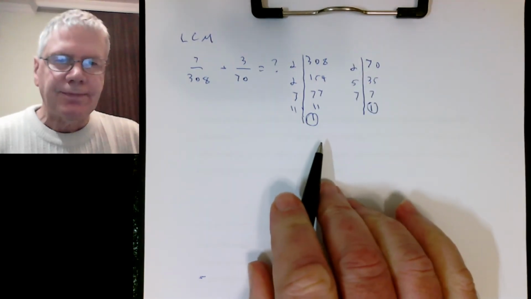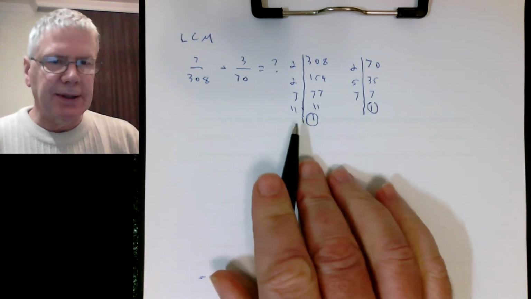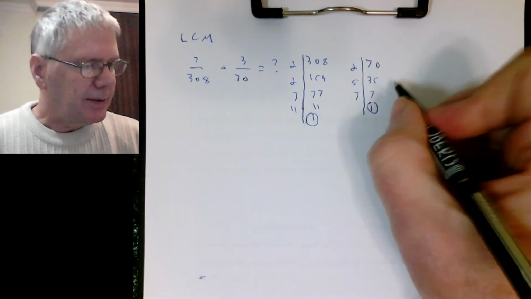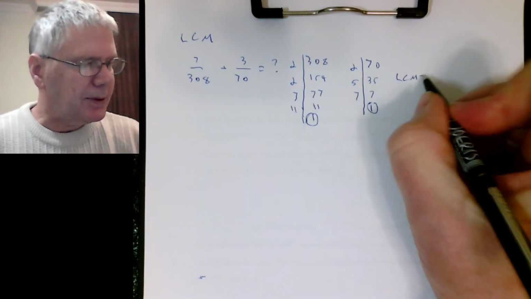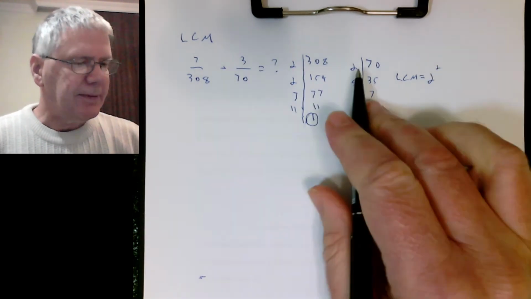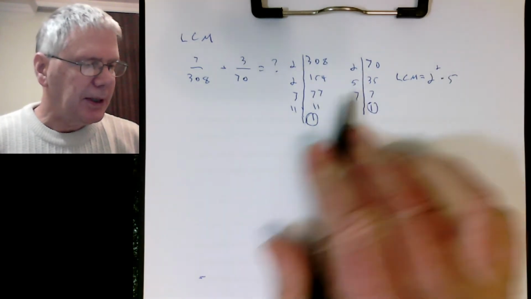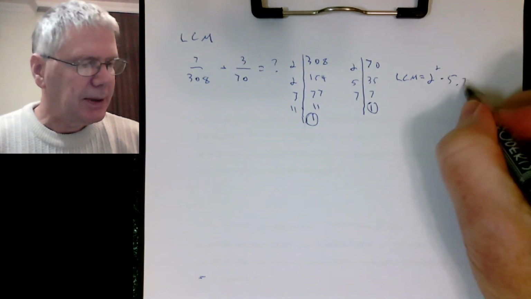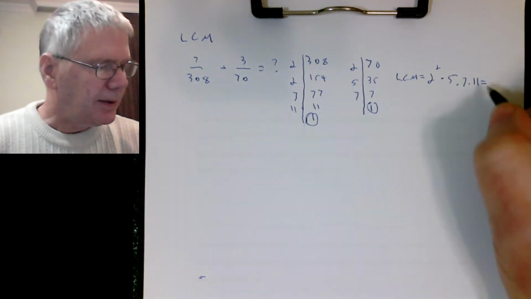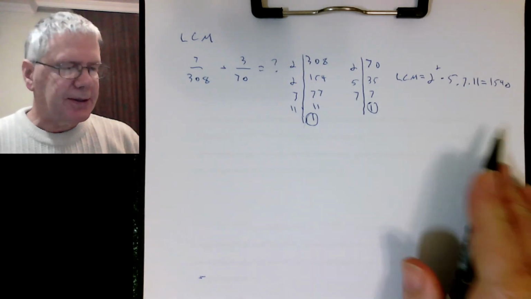Okay, so I have my prime factors, and I need to have something that includes all of these. So I'm going to need, let's see, the least common multiple is going to have 2 2's, and that covers this. I need a 5 from here, and I need a 7, that's in both of them, and I need an 11, and that turns out to be 1540. So my common denominator is going to be 1540.